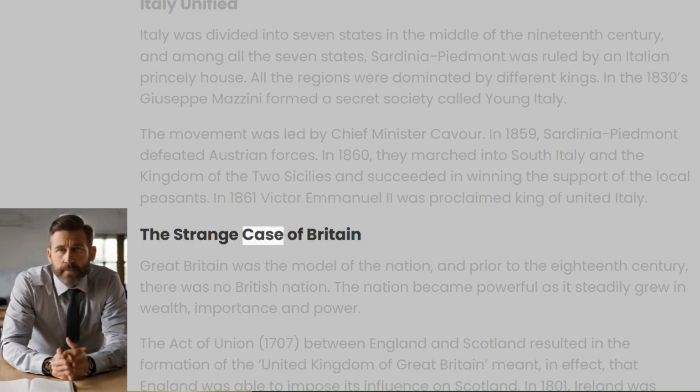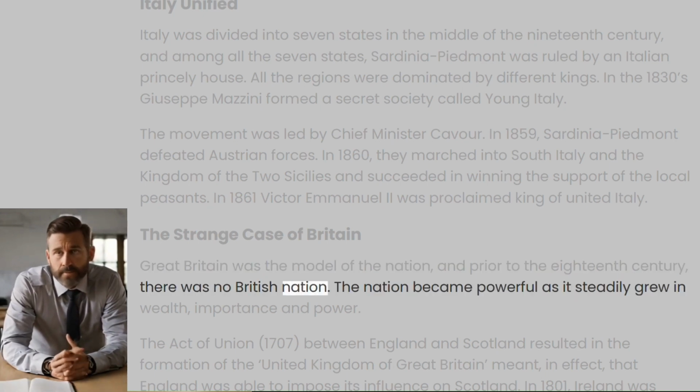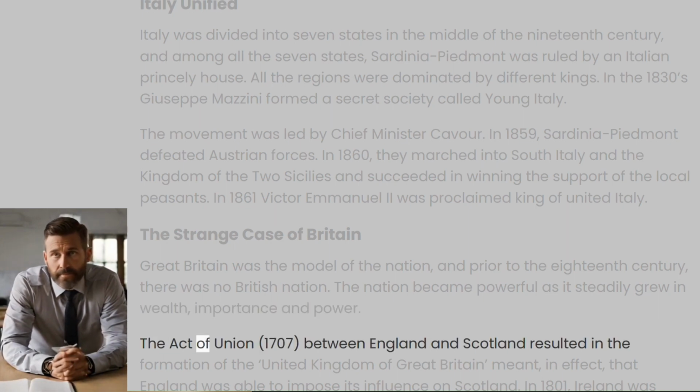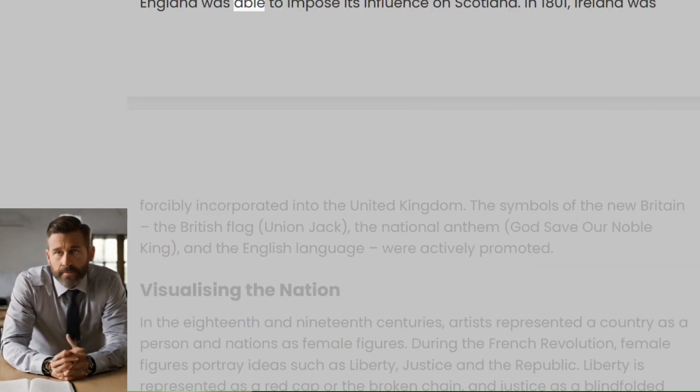The strange case of Britain. Great Britain was the model of the nation, and prior to the 18th century, there was no British nation. The nation became powerful as it steadily grew in wealth, importance and power. The Act of Union, 1707, between England and Scotland resulted in the formation of the United Kingdom of Great Britain. It meant, in effect, that England was able to impose its influence on Scotland.